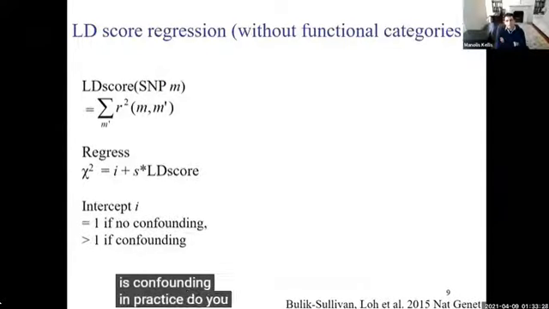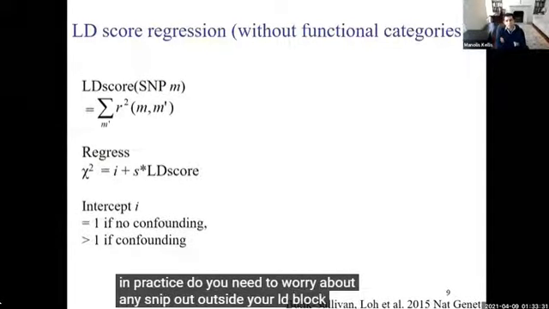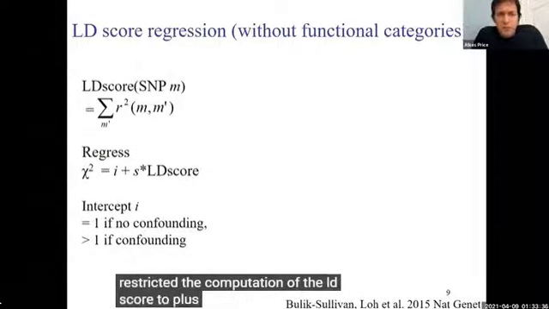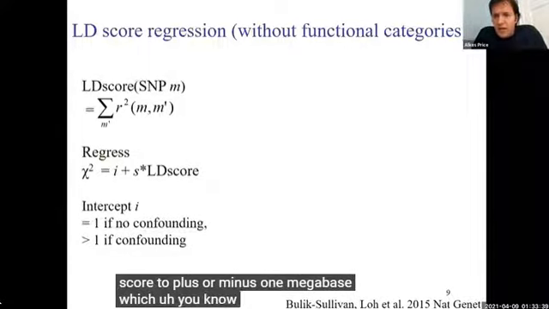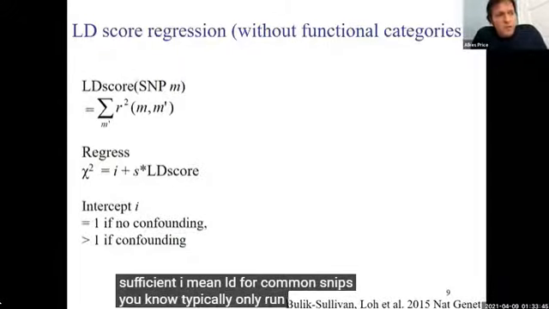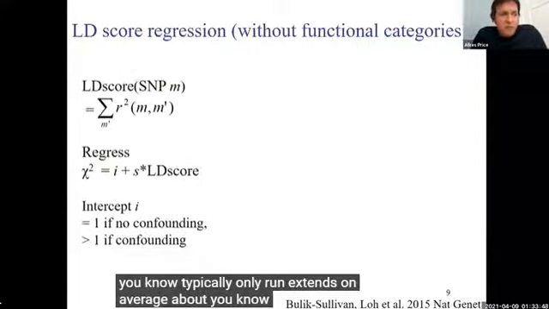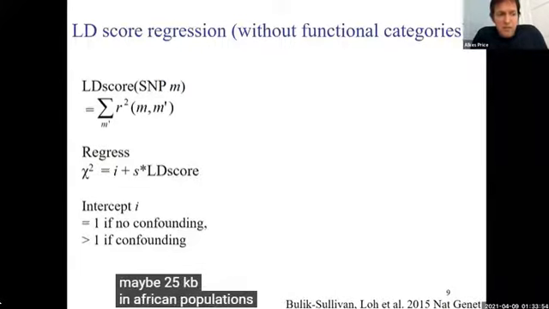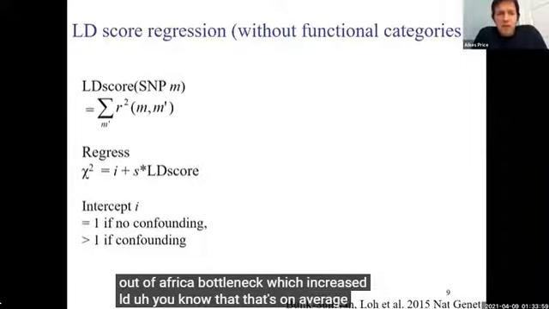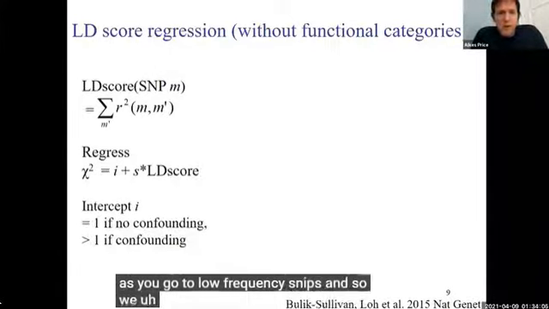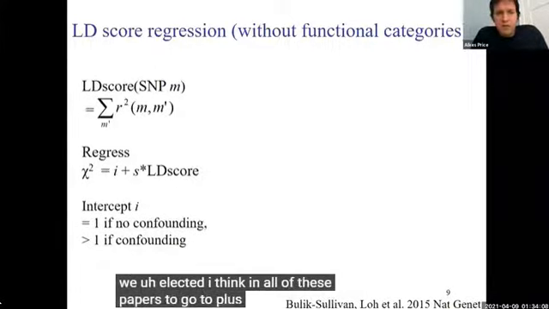So in practice, do you need to worry about any SNP outside your LD block? How many LD blocks away? In practice, we've restricted the computation of the LD score to plus or minus 1 megabase, which is generally sufficient. LD for common SNPs typically only extends on average about 50 kb in European populations, going down to maybe 25 kb in African populations, which were not subject to the out of Africa bottleneck, which increased LD. That's on average. Obviously, you're going to have some LD spanning further than that, particularly as you go to low frequency SNPs. And so we elected, I think in all of these papers, to go to plus or minus 1 megabase.